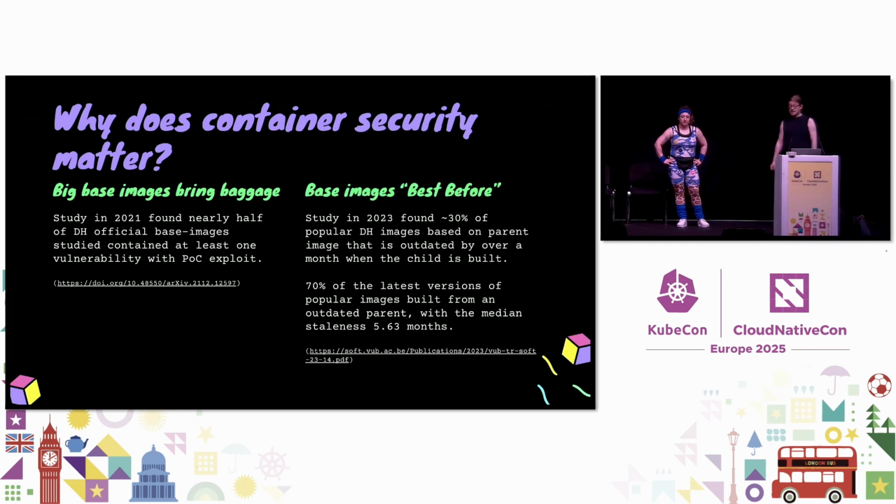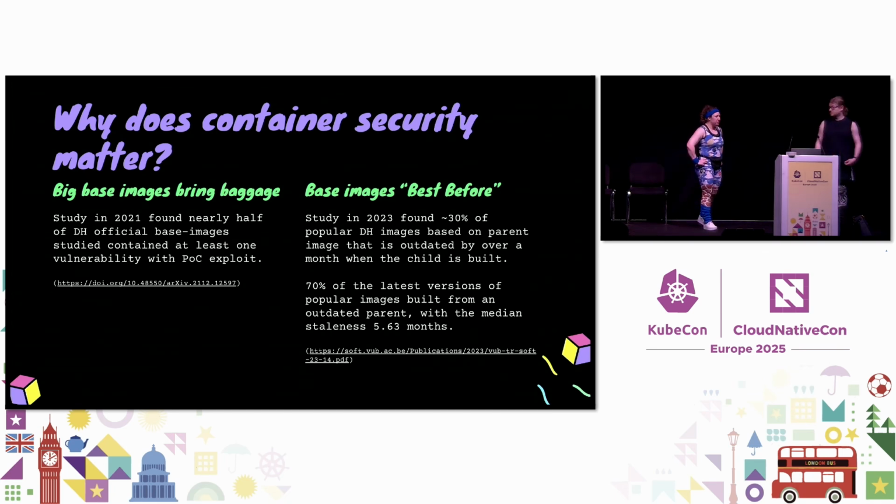And in a different study from 2023, they found that about 30% of popular Docker Hub images were based on a parent image that was outdated by over a month by the time the child was built. And 70% of the latest versions of those images were built from an outdated parent with a median staleness of more than 5.5 months.